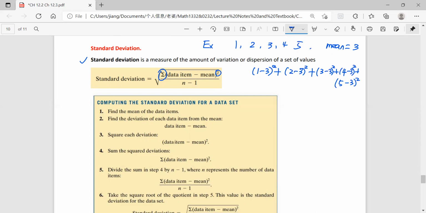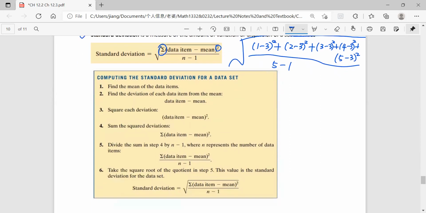That's the sum of data item minus mean squared. And then I use the square root here. So this is the top divided by n minus 1. N here in this example is 5. So 5 minus 1 is 4. Then we can find the standard deviation of this distribution. So this is a very simple example. And since we are looking for the standard deviation, we need to know the mean, the n, and all of the data.